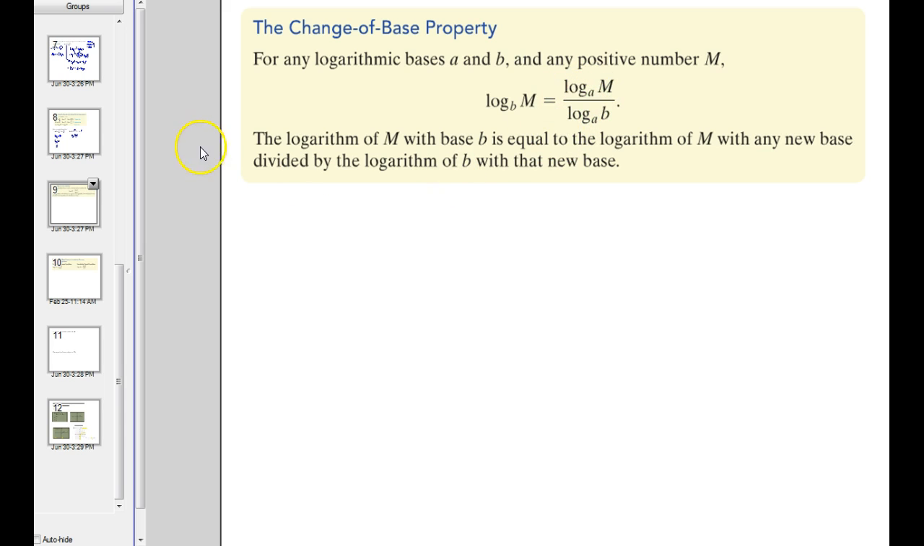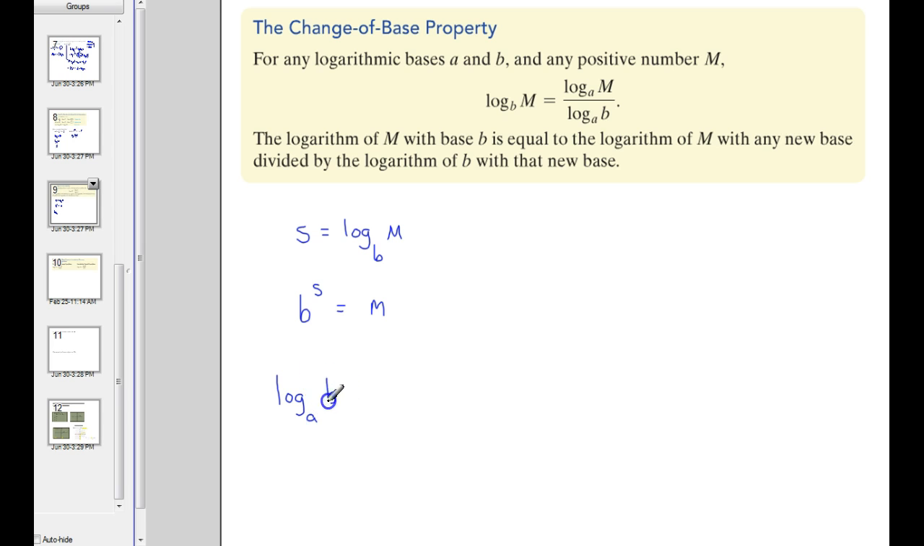Now I'm going to show you, again, like we've been showing in the first part of this section, where this property comes from. And once again, it comes from the relationship between logarithms and exponentials. So again, this is s equals log base b of m. This is the exponential form of that. And what I'm going to do here is take the log of both sides. And I'm actually going to take the log base a of both sides.